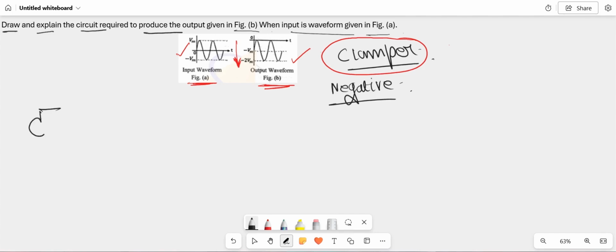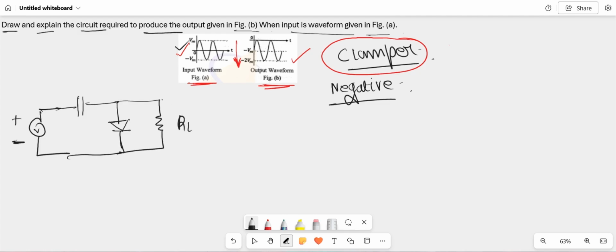At first, let us draw the circuit of the negative clamper. This is the input AC power supply, which will generate this sinusoidal waveform. Then we will connect a capacitor here. Then here we will connect a diode. And across this diode, we will connect a load resistance, and across this load resistance, we will take the output. This is a capacitor, which I am assuming has a value of C. This is the diode, which I am denoting by D. And this is the load resistance.